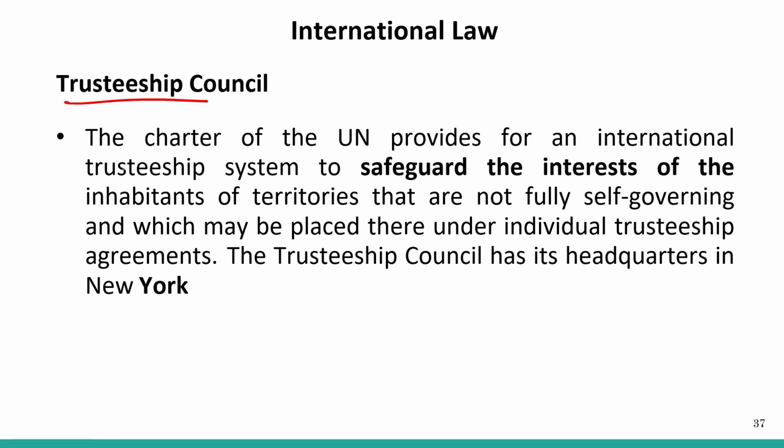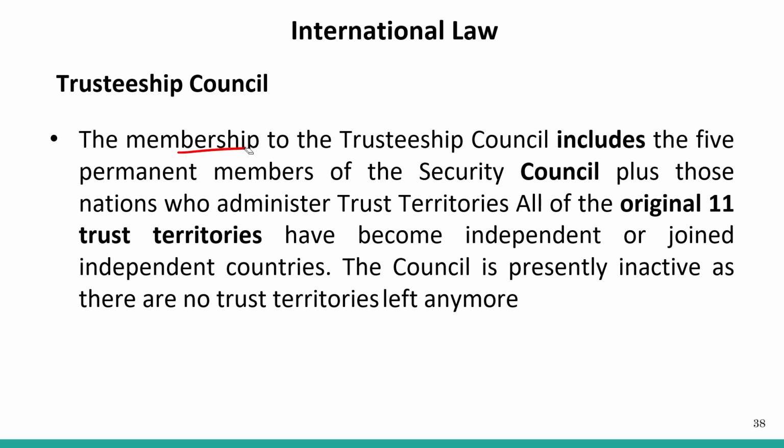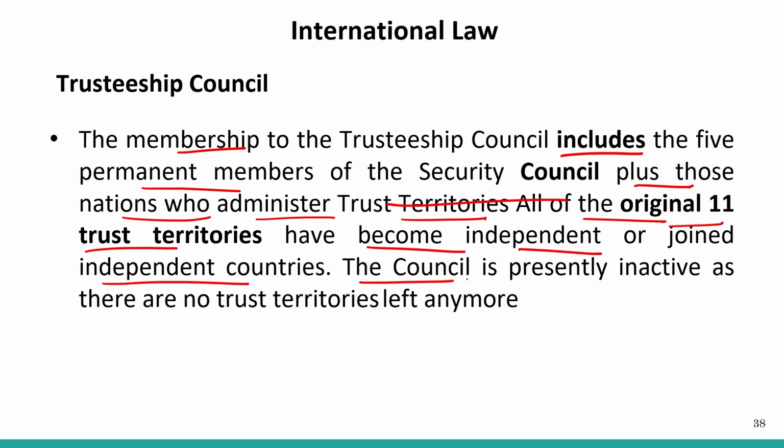Now, let's talk about the Trusteeship Council. The Charter of the United Nations provides for an international trusteeship system to safeguard the interest of the inhabitants of territories that are not fully self-governing, and which may be placed there under individual trusteeship agreements. The Trusteeship Council has its headquarters in New York. The membership includes the 5 permanent members of the Security Council plus those nations who administer trust territories. All of the original 11 trust territories have become independent or joined independent countries. The council is presently inactive as there are no trust territories left anymore.